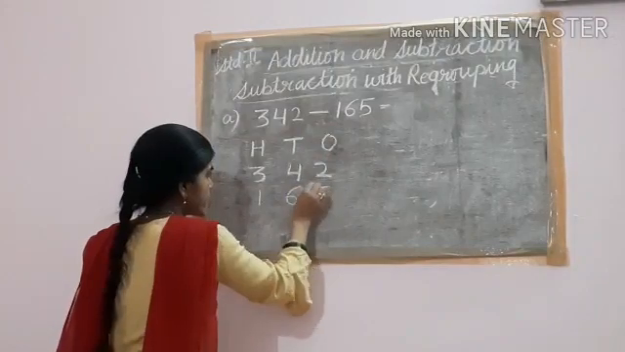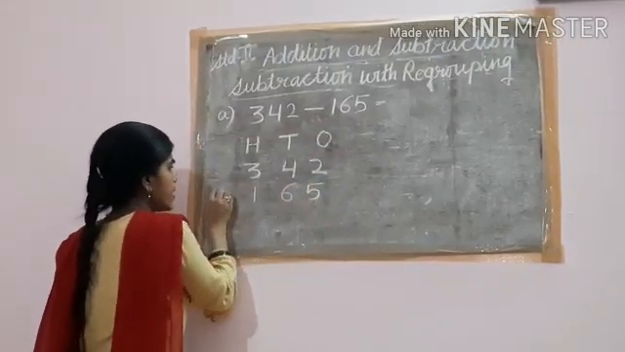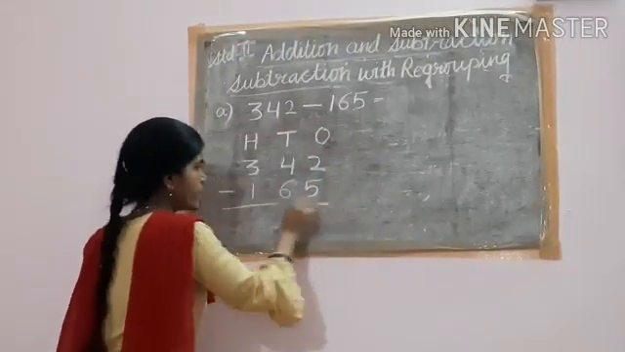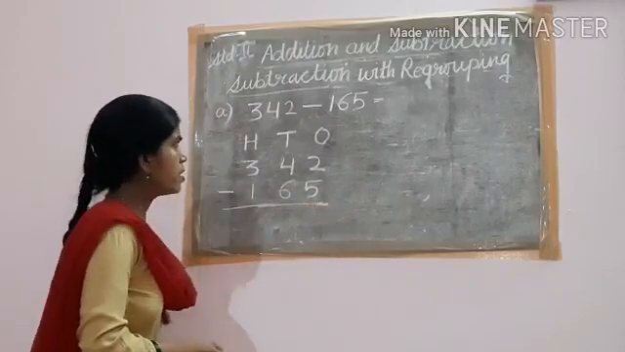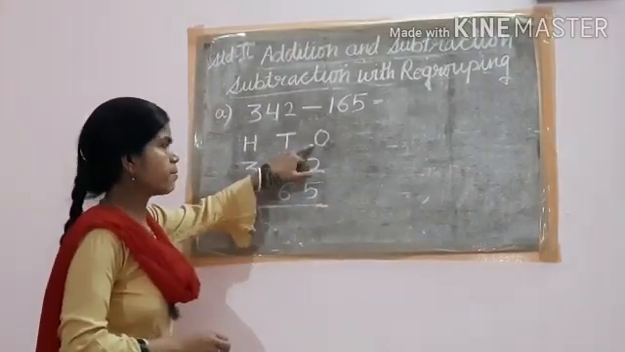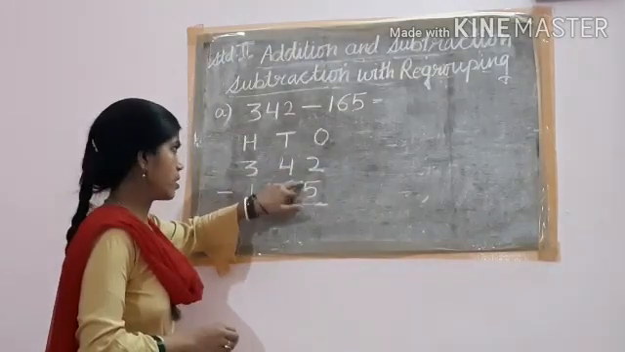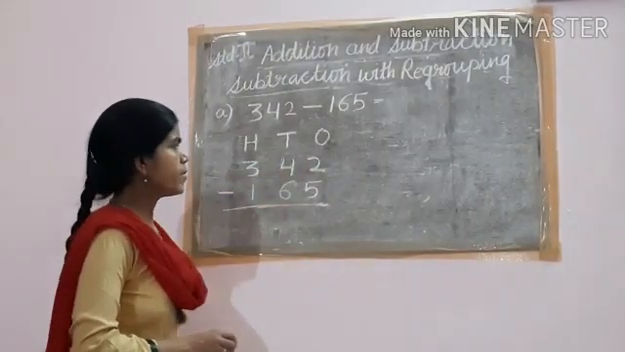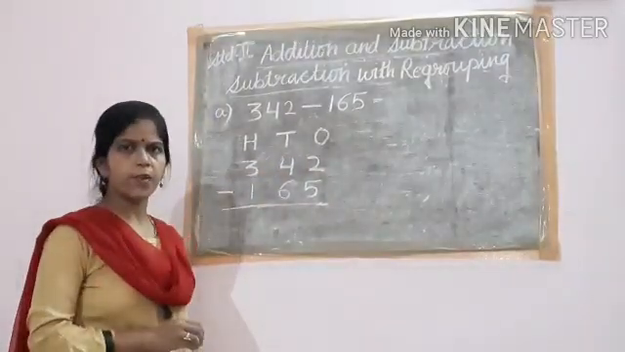165, exactly below, and then the sign of subtraction. Now we have to do the subtraction. So the ones place number we have to subtract first. In the ones place, the top number is 2 and the bottom number is 5.